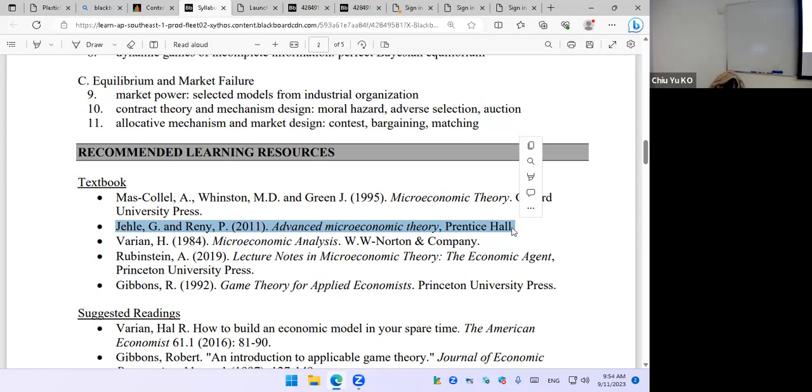Even for this one, I think it's more than enough for you guys, unless you want to do theory, say marketing theory or finance theory, then you probably need to do a little bit more. But this one's sufficient, okay?